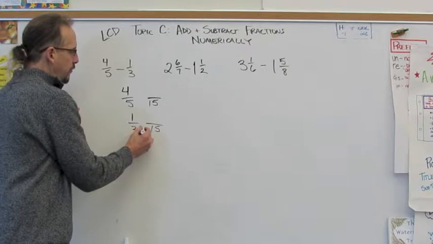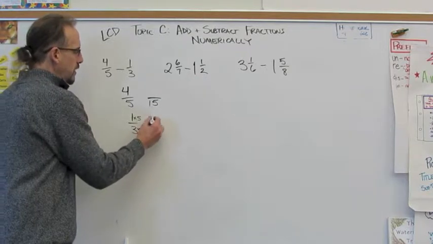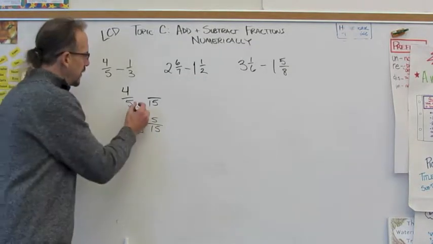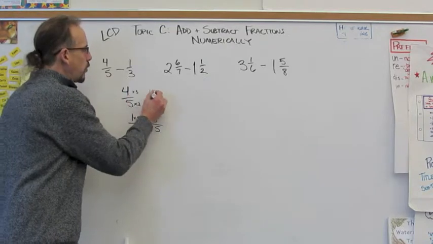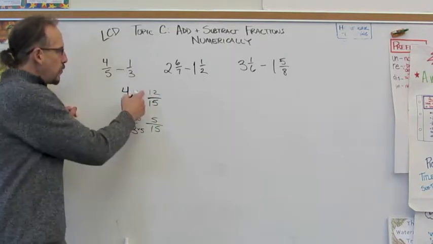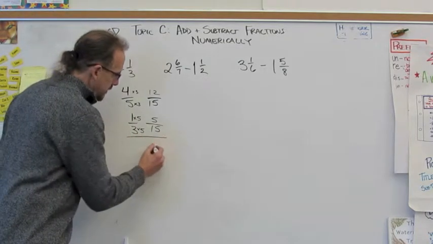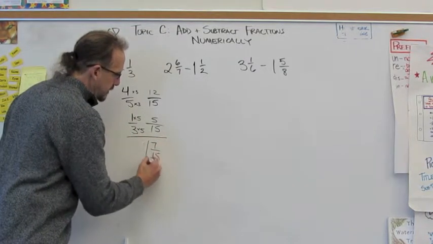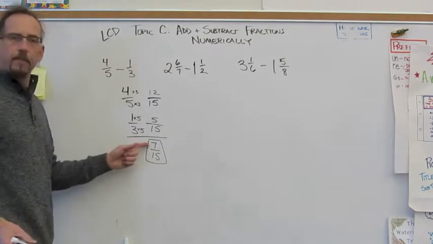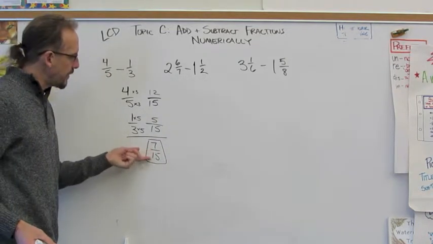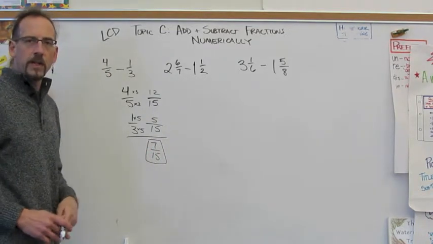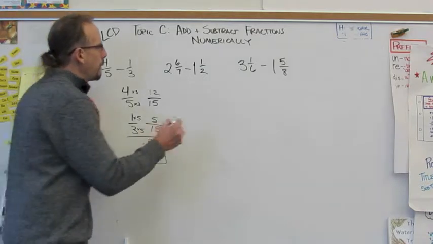And 3 times 5 makes 15, so that would be 5/15. Times 3 would be 12/15. And 12/15 minus 5/15 is 7/15. Nothing to simplify there because nothing divides into 7 and 15 equally. It's already in its simplified form.